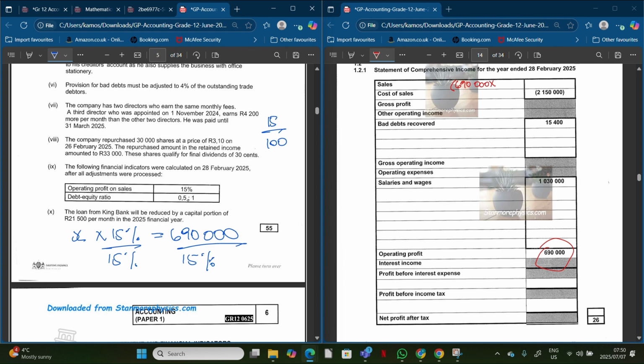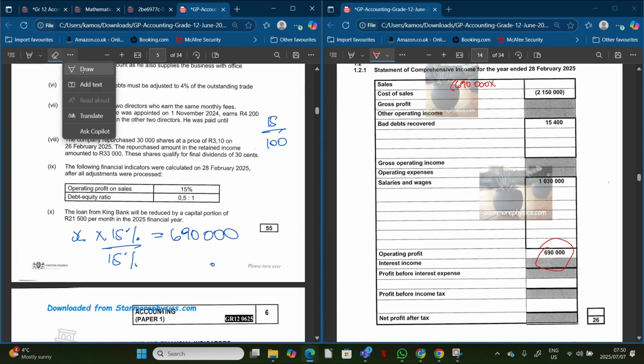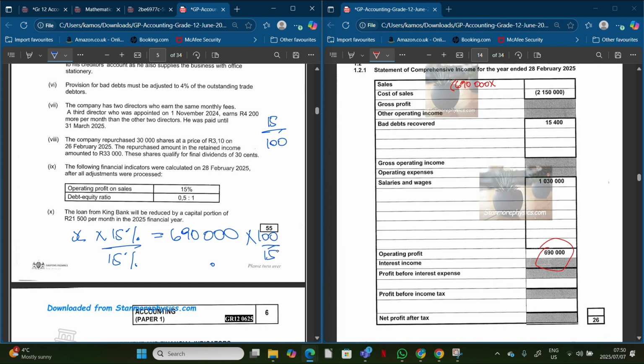you just remove the division and multiply, and remember when you multiply, you do the inverse of the fraction. So you're going to say times 100 over 15. That's how we got 690,000 times 100 over 15. I hope that part makes sense. Then for our answer, we're going to get 4,600,000. I hope that calculation made sense.